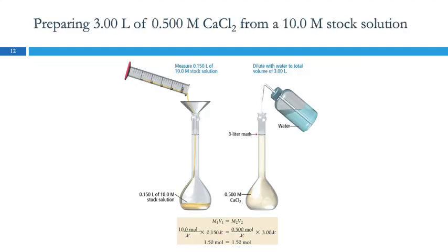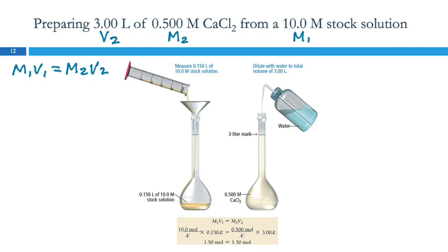Here's an example of diluting a solution. So here we're making 3 liters of 0.5 molar calcium chloride from a 10 molar stock solution. So we could say that this is volume 2, and this is molarity 2, and this is molarity 1. And we could calculate, using that equation, how much of solution 1 we need to use. So M1 V1 equals M2 V2.